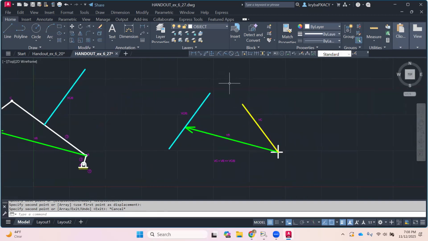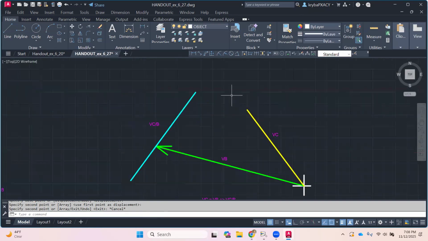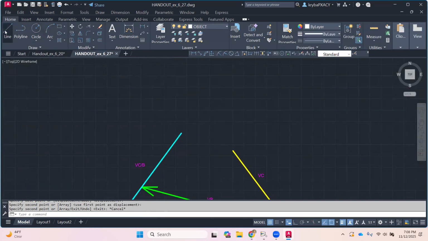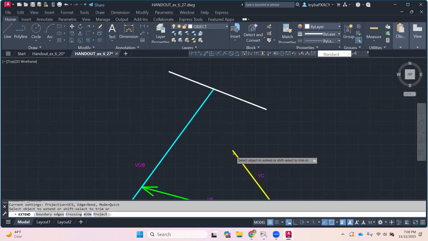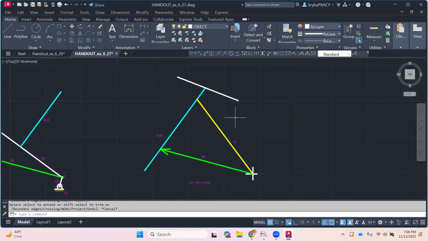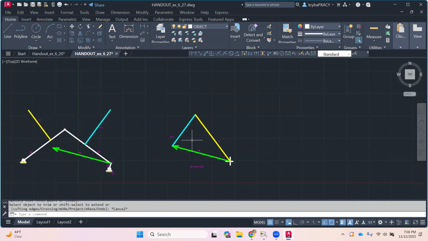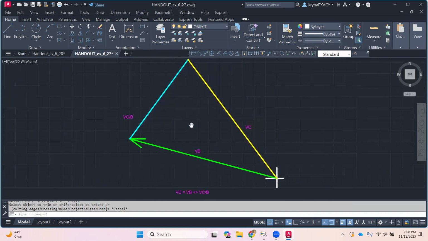Okay. I need to find where these are going to intersect, which is going to be up here somewhere. Okay. So I need to extend one of these. I'm going to just draw a line out here. And then I'm going to do the trim extend. So this goes out. And then I can do the extend for the VC. Okay. So now I have that intersection and now I can trim away the parts that I don't need so that I have my triangle. Okay. So I'll let you catch up if you need to here.